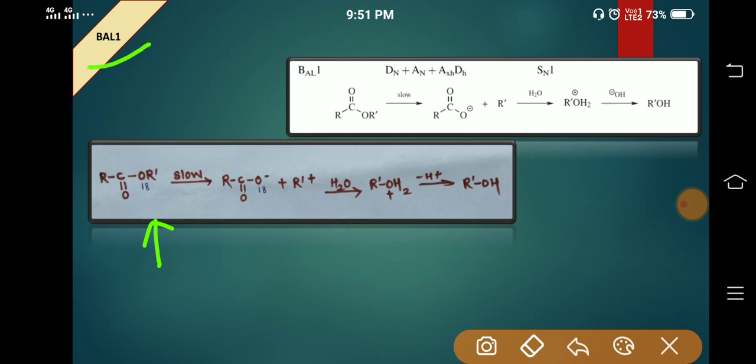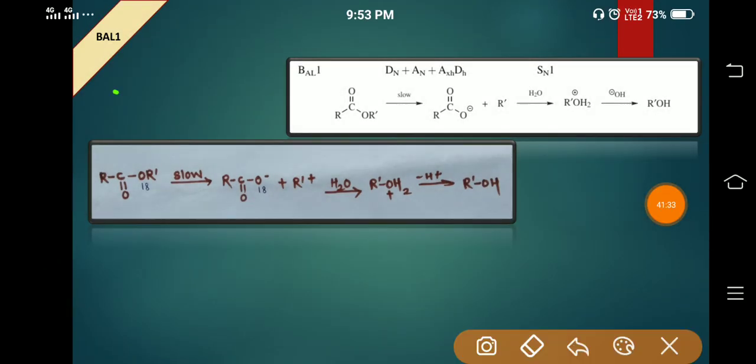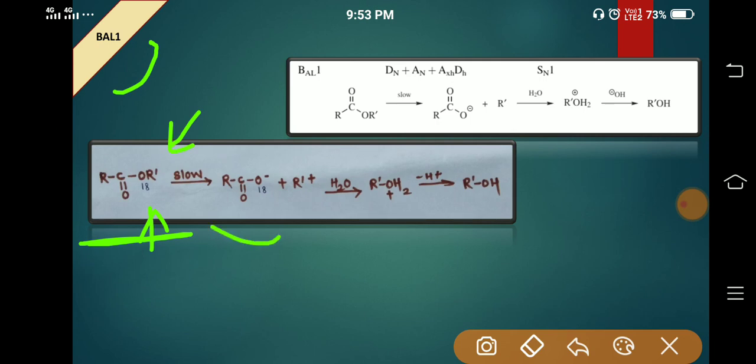As it is an alkyl cleavage type of mechanism, labeled oxygen must be in the acid or carboxylate ion, not in the alcohol molecule. So, first step is dissociation of nucleophile, that is dissociation of carboxylate ion, generating here carboxylate ion along with isotopically labeled oxygen.